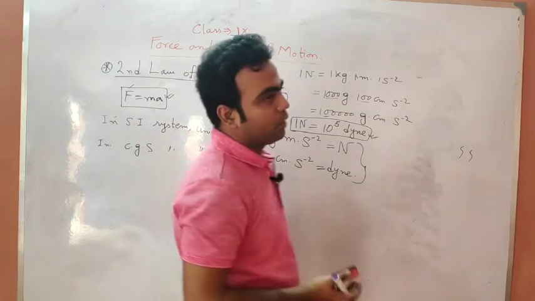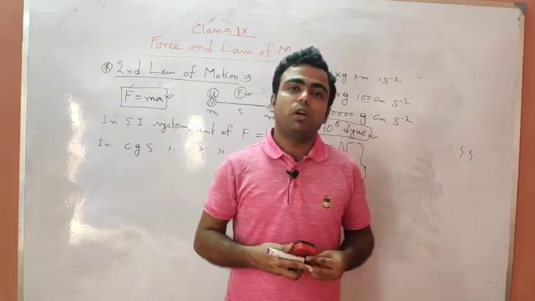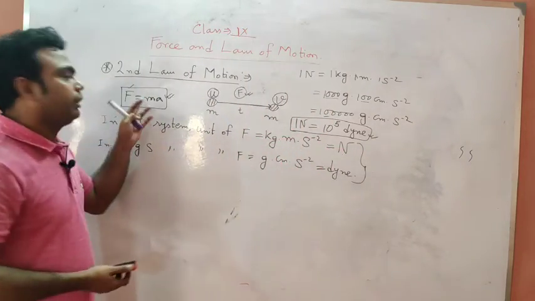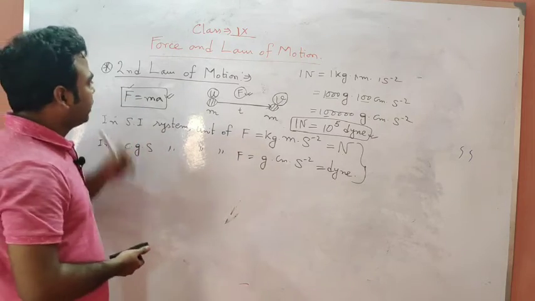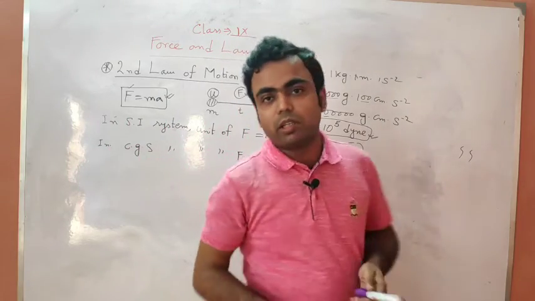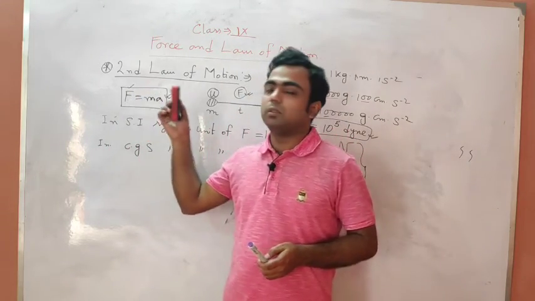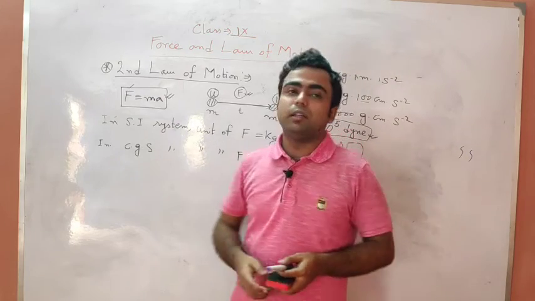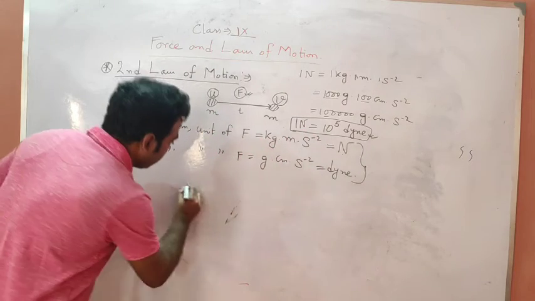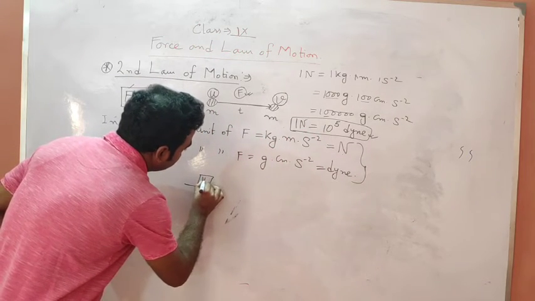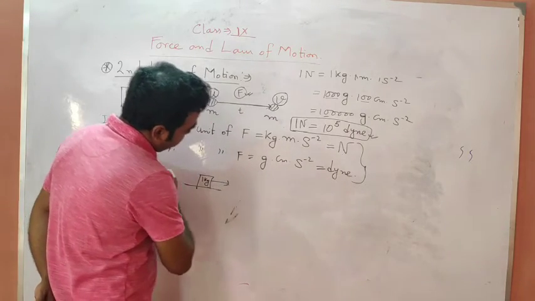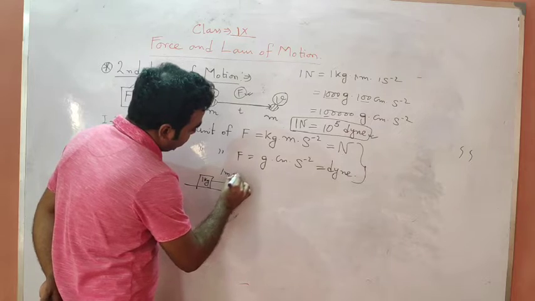Okay, so this is the second law of motion. From the second law we get the unit of force and a definition. How do we get the definition? F equals ma. So we can say that in the SI system, suppose there is 1 kilogram of mass and we require 1 meter per second squared acceleration.